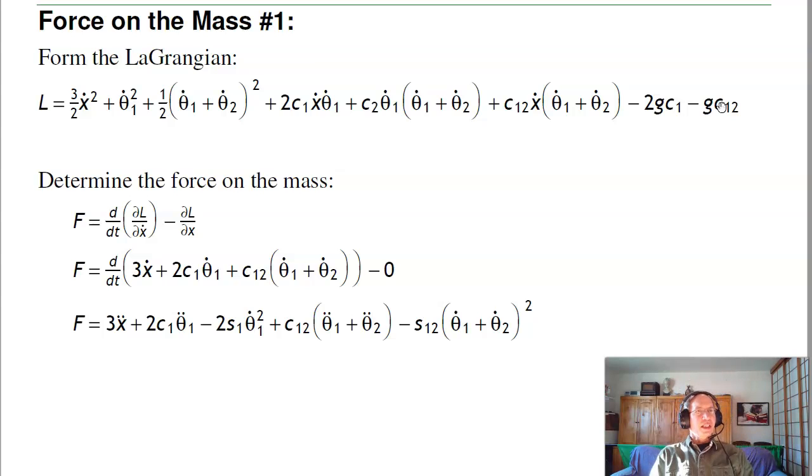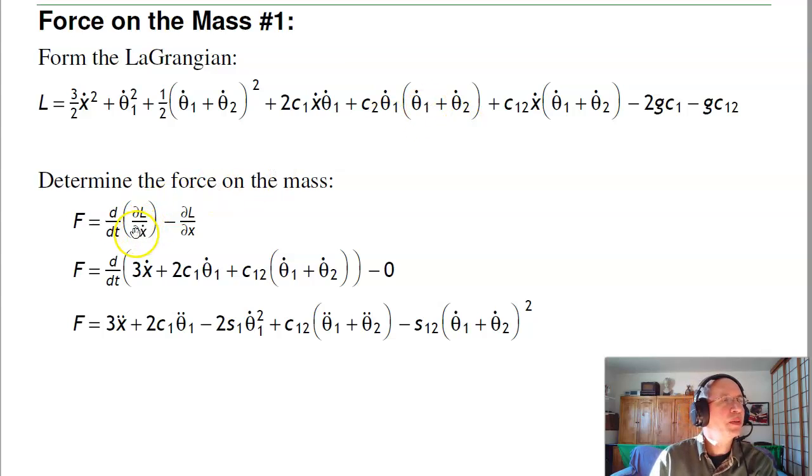Now to find the dynamics, I need to take three sets of derivatives. The partial with respect to x gives you the force on the base. The partial with respect to theta 1 is the torque on the shoulder, which is 0. The partial with respect to theta 2 is the torque at the elbow, which will also be 0. You could add motors there if you wanted to, but this system doesn't have that.